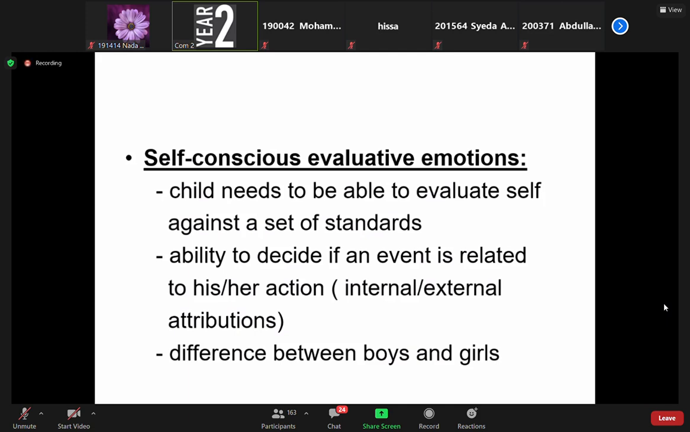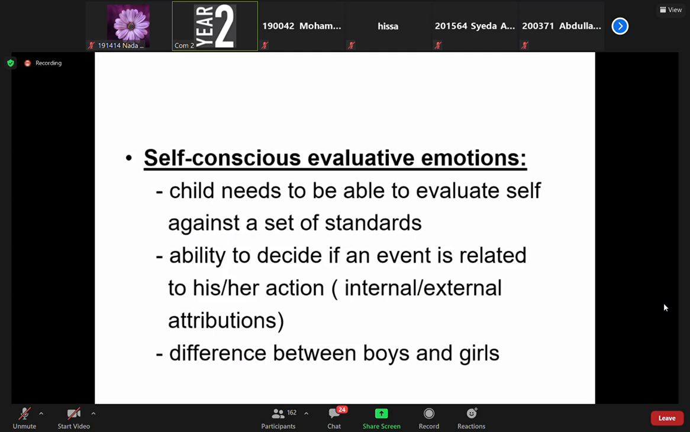So first you need to have a set of standards, all right? Then you need to be able to decide if an event is related to your action, okay? So something happened, was it because of me or was it not because of me? So this is, again, a thought process, all right?